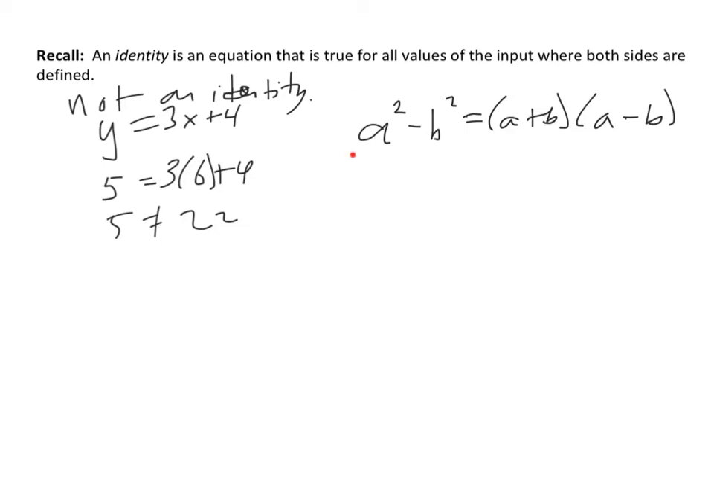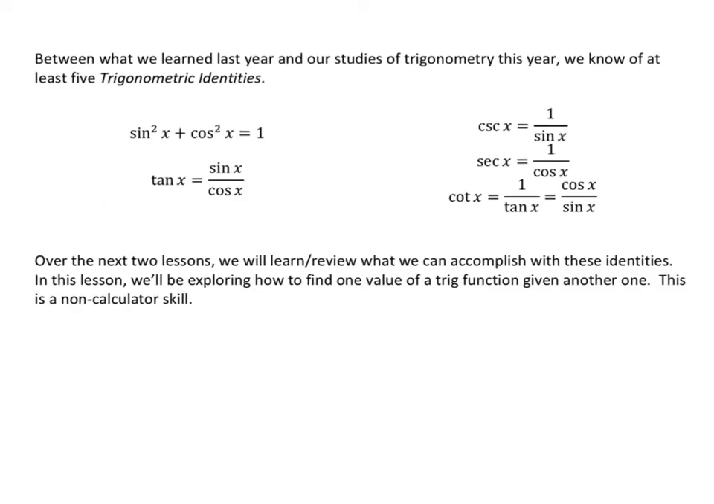So again, difference of squares is an example of an identity. It's not a trig identity, but it is an identity. I wanted to make sure that I had expressed this before we talked about trig identities, because you have seen and used identities before. We're now just going to be extending that knowledge into the field of trigonometry. So between what we learned last year and the studies of trigonometry that we've done so far this year, we know of at least 5 trig identities.